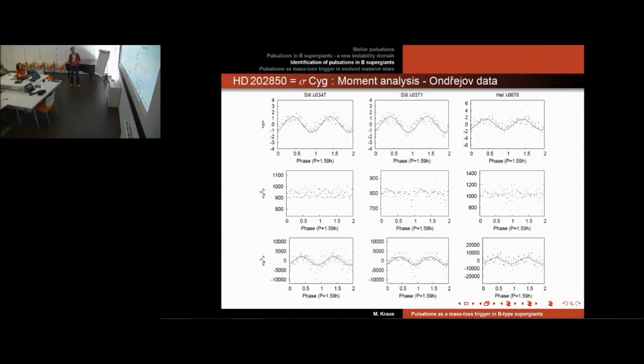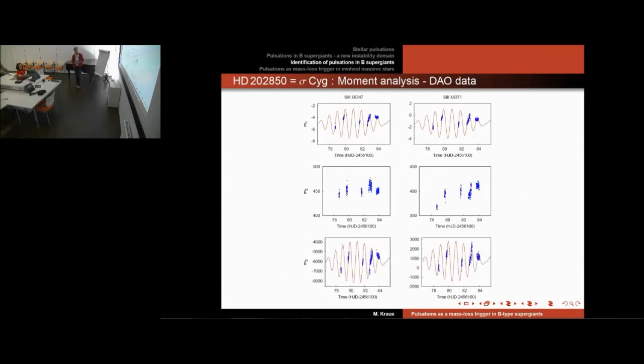So we made the moment analysis, we computed the first moment, and we found the periodic signal. We phased the data, and we found a period of about 1.6 hours, which is very short compared to what is predicted from theory. But we see that the first and the third moments vary in phase. Still, there is some scatter, but we see that they vary in phase. So this is the strongest indication that these are due to pulsations. The second moment is sometimes very difficult. It's affected by noise, and it's hard to say what kind of mode it is.